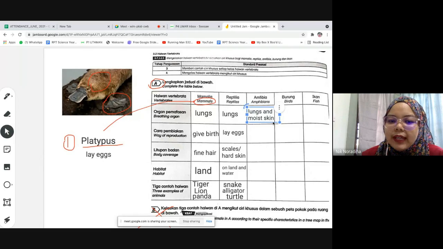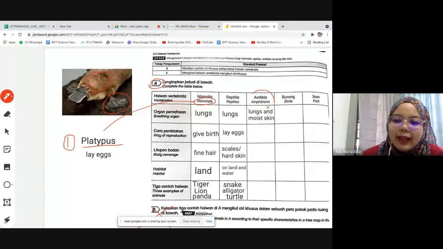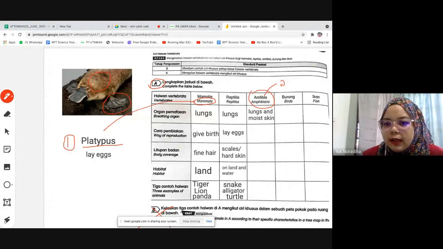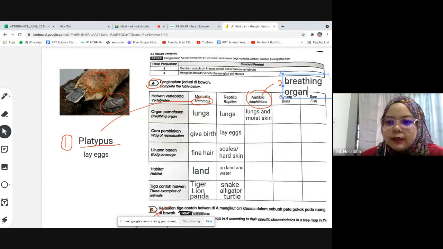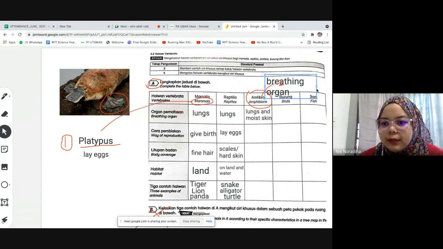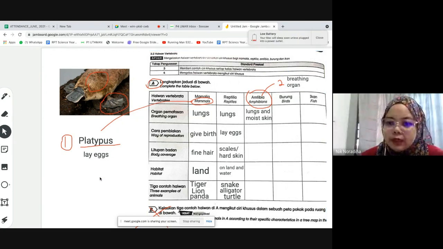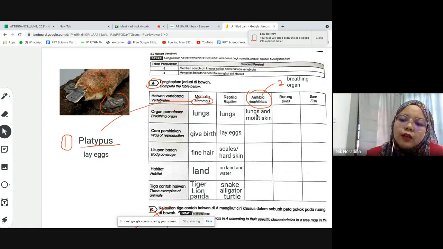For amphibian, okay. Remember, amphibian have two breathing organs. Your individual self learning today, you do together with teacher. Teacher, why we don't have individual self-learning today? It's not that we don't have, but your individual self-learning, you do it with teacher today, okay? Because this is the first time you learn about these five groups, so do together with teacher first. All right, so amphibian, remember they have two breathing organs. The first one is their lungs, and the second one their moist skin. Why? Because amphibian can live in two habitats, in water and also on land.